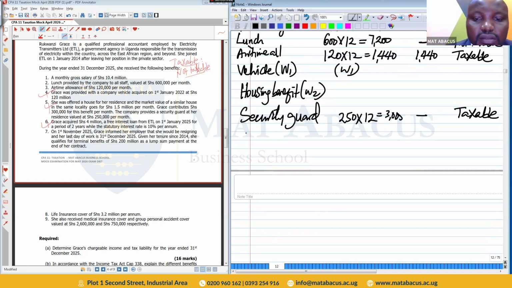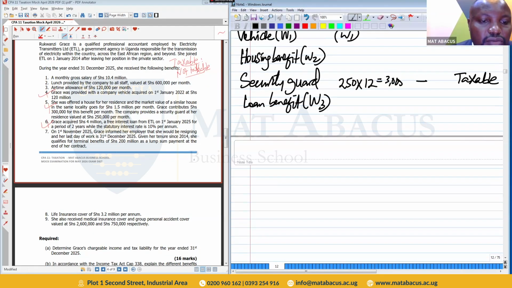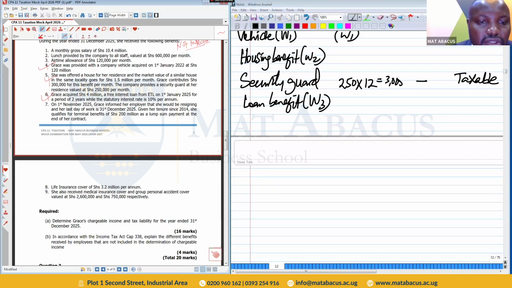Grace acquired a loan, so we should also have a loan benefit. Loan benefit also requires a working, so we shall say working 3, and we first skip it so that we first pick the low-hanging fruits. On 1st November 2025, Grace informed her employer that she would be resigning, and her last day of work is 31st December. So terminal benefits.